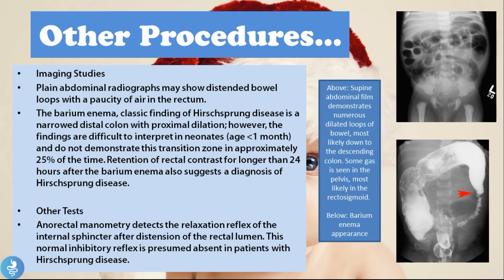So continuing with other diagnostic procedures, we could also use imaging studies, and a plain abdominal radiograph may show distended bowel loops with paucity of air in the rectum. If you look at this image to my right above, we have a supine abdominal film which demonstrates numerous dilated loops of bowel, most likely down to the descending colon. So we can see these widely distended loops of bowel and a lot of gas which is seen in the pelvis.